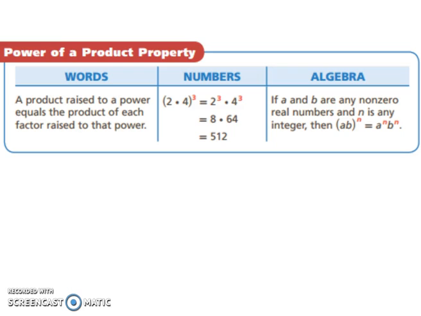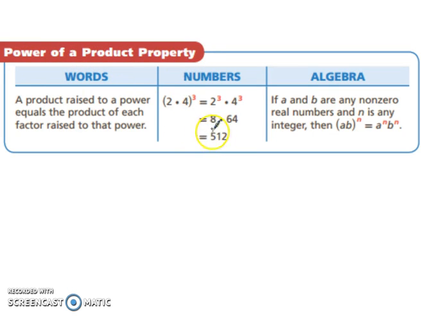Now let's try power of a product property. A product raised to a power equals the product of each factor raised to that power. So say you have 2 times 4, and then that quantity is raised to the 3rd power. You can rewrite this to say 2 to the 3rd times 4 to the 3rd. Keep in mind, this works because you're multiplying. You can't do this with addition and subtraction. It's the power of a product property.